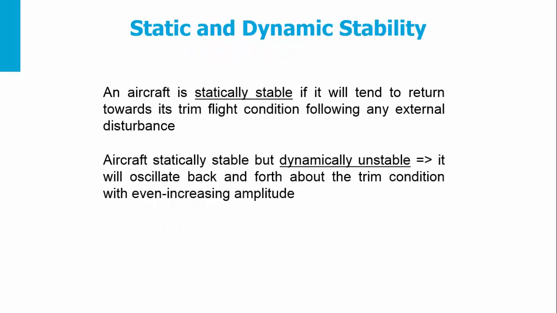Also, if you remember, one can treat the static stability and the dynamic stability. An aircraft is statically stable if it will tend to return toward its trim condition following any external disturbance. An aircraft can be statically stable but dynamically unstable, because while returning to its original condition, it can oscillate back and forth around the trim condition with an ever-increasing amplitude.